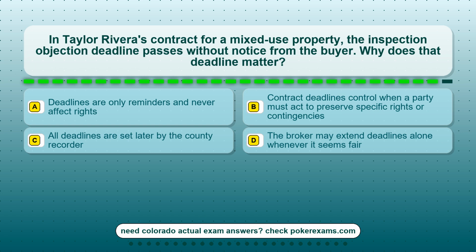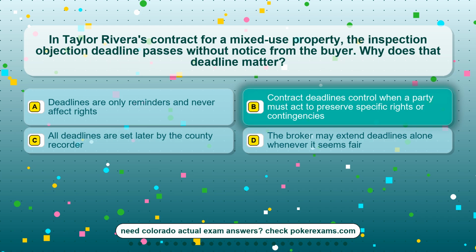Question 14. In Taylor Rivera's contract for a mixed-use property, the inspection objection deadline passes without notice from the buyer. Why does that deadline matter? Option A. Deadlines are only reminders and never affect rights. Option B. Contract deadlines control when a party must act to preserve specific rights or contingencies. Option C. All deadlines are set later by the county recorder. Option D. The broker may extend deadlines alone whenever it seems fair.